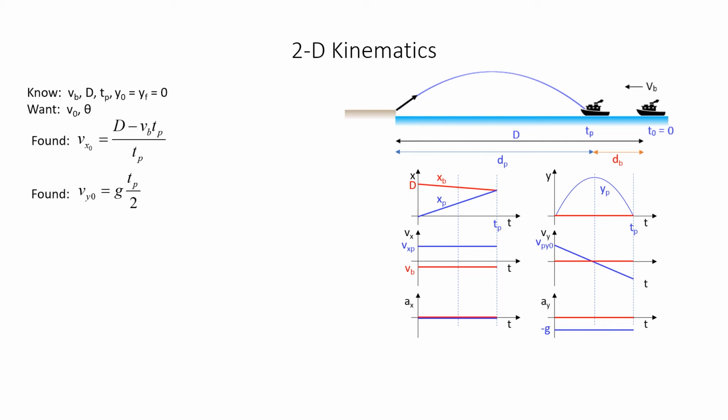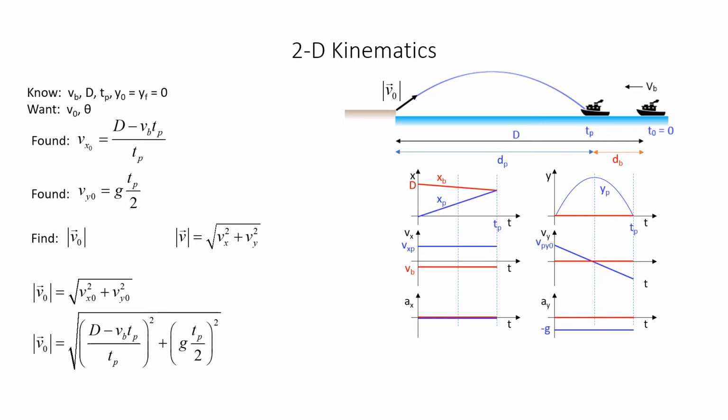Now that we've found our initial velocity in the y direction, we can go on to find the magnitude. The magnitude of the velocity is just the square root of the sum of the squares of the components. Here I've just substituted in the values for the initial x velocity and the initial y velocity, squared those values, and then taken the square root of that. Notice my solution is completely symbolic. I have the thing that I was looking for, the magnitude of V0, equals an expression totally in terms of given variables.